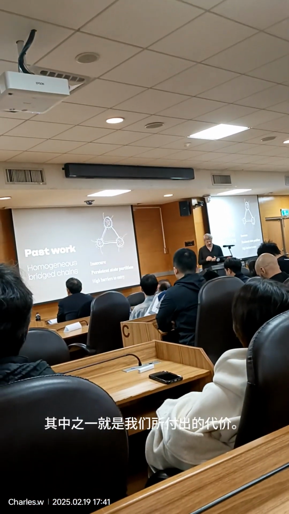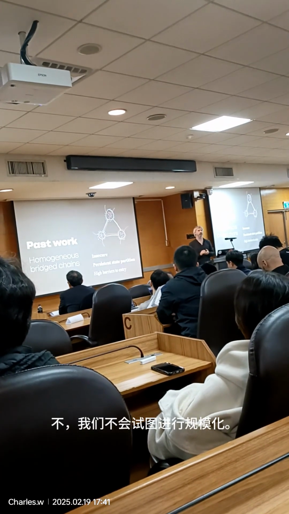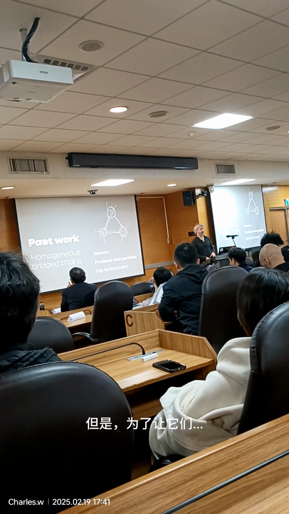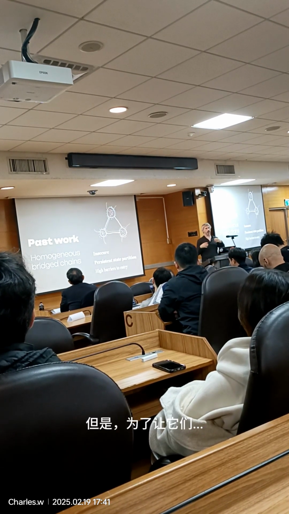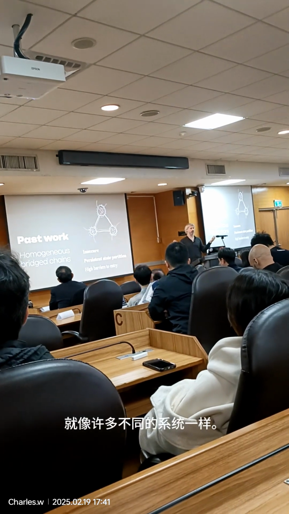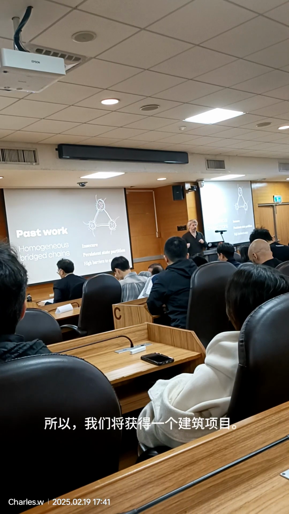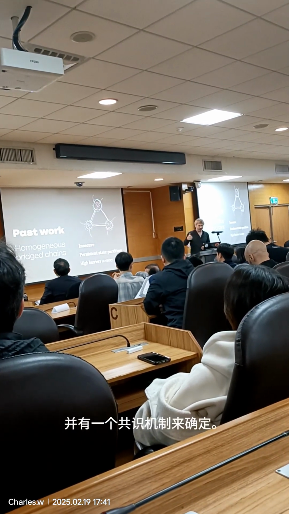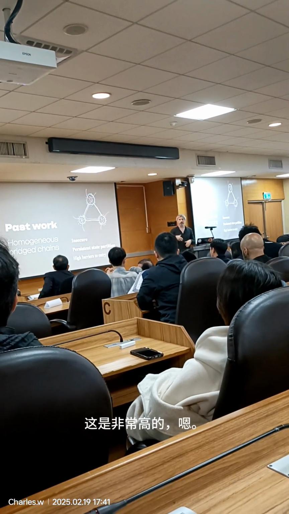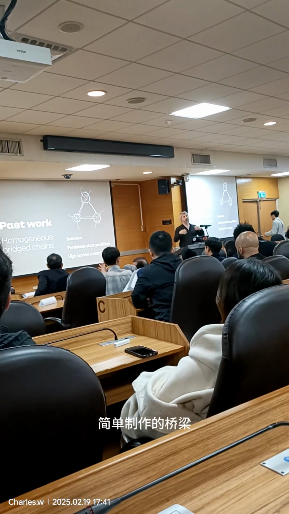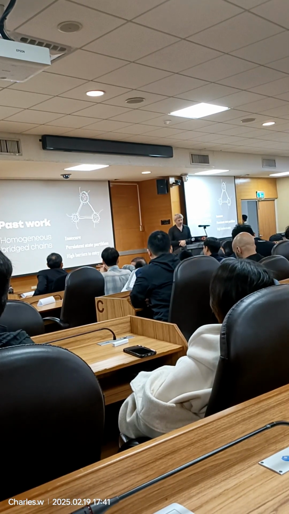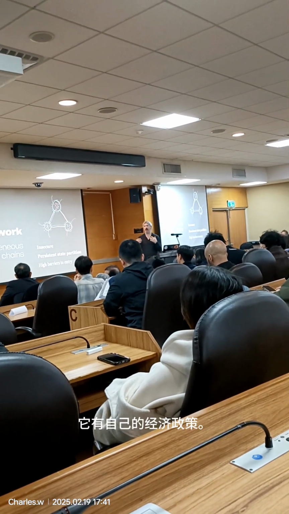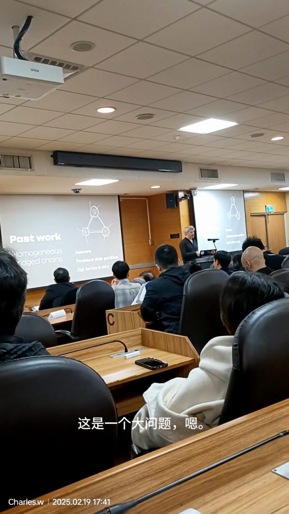Well, one of them is the one that Cosmos used. We said, all right, we're not going to try and scale up. We'll try and have multiple different instances of chains. But then, in order for them to interoperate, otherwise we just end up with tons of different systems that are not compatible, we're actually going to build bridges, which was a big deal. So there's a bridge, and they have a consensus mechanism, Tendermint, which makes it very easy to build bridges. The problem with this is, of course, that each of the networks has its own security, its own economic backing, its own capital backing.